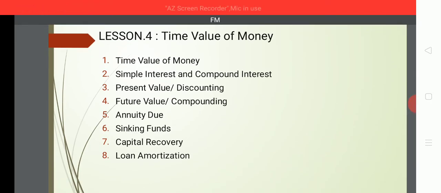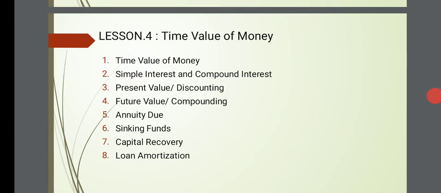Here we'll discuss 8 things: time value of money, then simple interest, compound interest, present value discounting, future value compounding, annuity due, sinking funds, capital recovery, loan amortization.